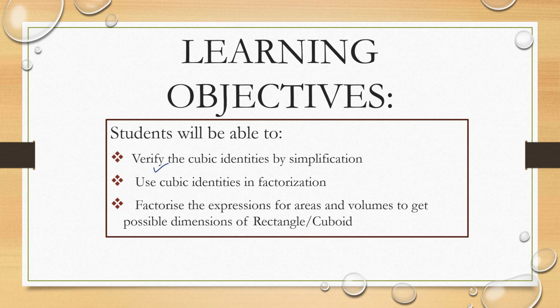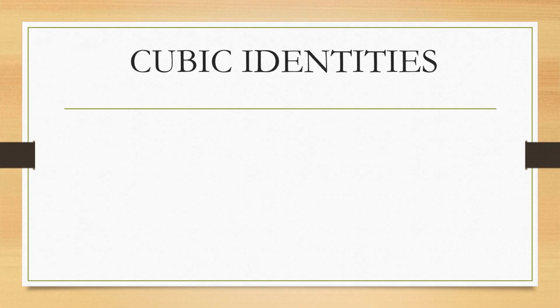You will also be able to use cubic identities in factorization, and you will also be able to factorize the expressions for areas and volumes to get the possible dimensions of rectangle or cuboid. Let's do two more cubic identities.